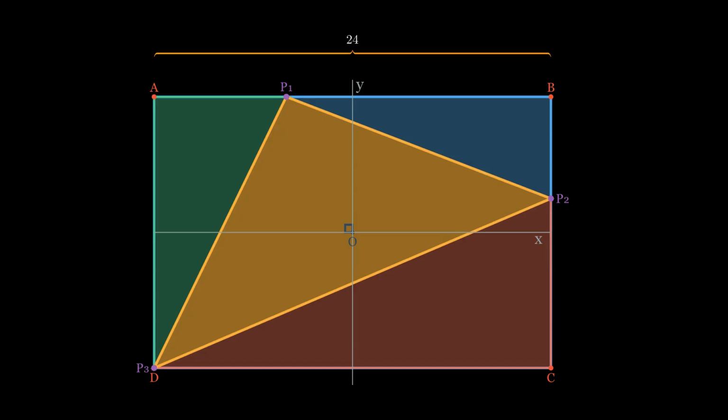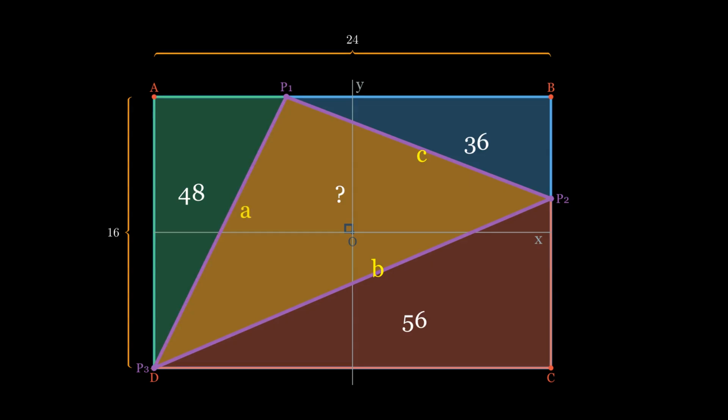Our rectangle has a width of 24 units and a height of 16 units. The green triangle has a perimeter of 48 units, the blue triangle 36 units, and the red triangle 56 units. Our challenge is to find the perimeter of the central orange triangle using only this information. Let's label the 3 sides of our orange triangle as a, b, and c.